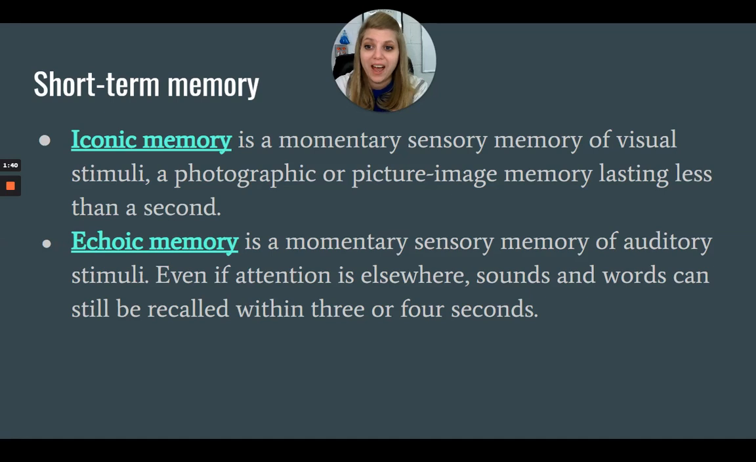And on the flip side of that, we have echoic memory, which is a momentary sensory memory of something that I would hear, something that is auditory. Even if my attention is somewhere else, sounds especially, a little bit more so than what I'm seeing, I can still recall those things. They're still there because they're in that short-term memory of something that has just literally entered into my brain. So iconic memory is something that I just saw, and echoic memory is something that I just heard. With hearing, I tend to do slightly better than what I see. But again, these are fleeting, momentary pieces of information. That is really what short-term memory is talking about.